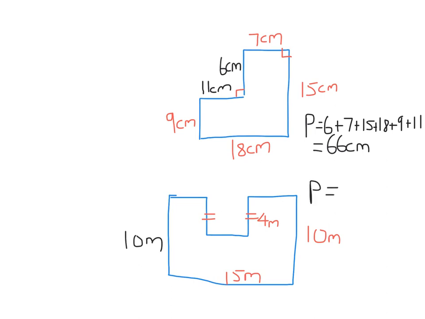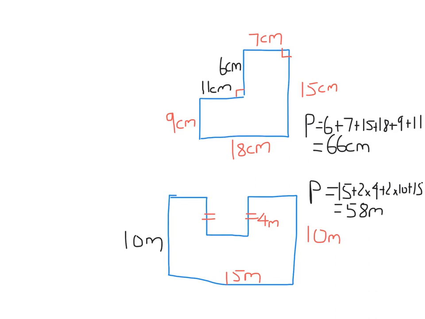So those 3 sides here, 1, 2, 3, they add up to 15. And then I've got 2 lots of 4, 2 lots of 10, and another side that's 15. So I can just put that straight on my calculator, and I should get 58. This time the answer's in meters because each of the sides was in meters.